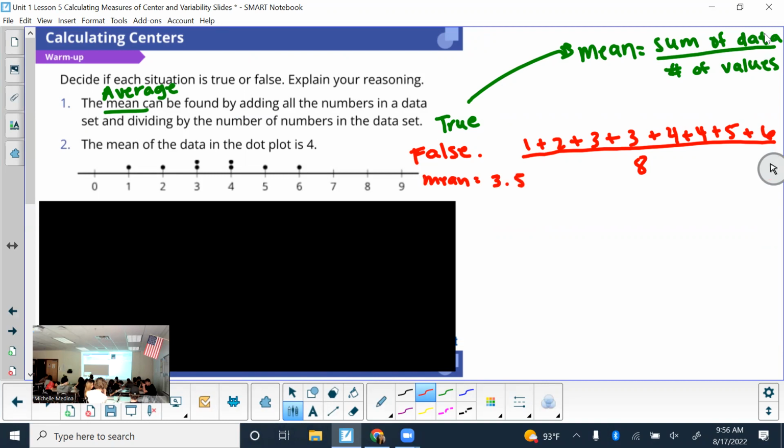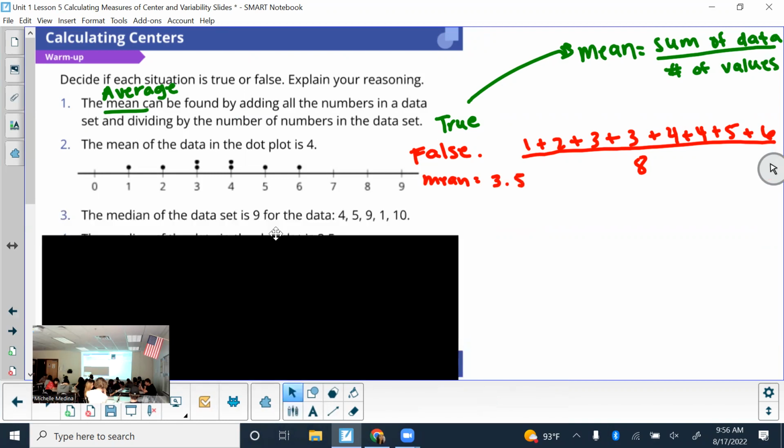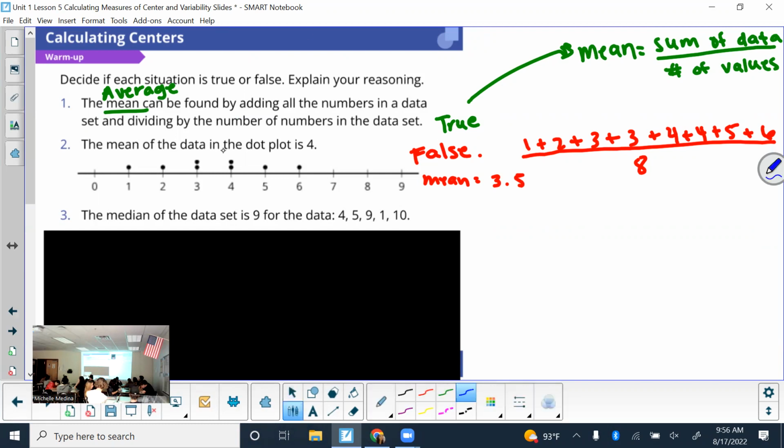If you want to write that down, I will. The median of the data set is 9 for the data. True or false? True.